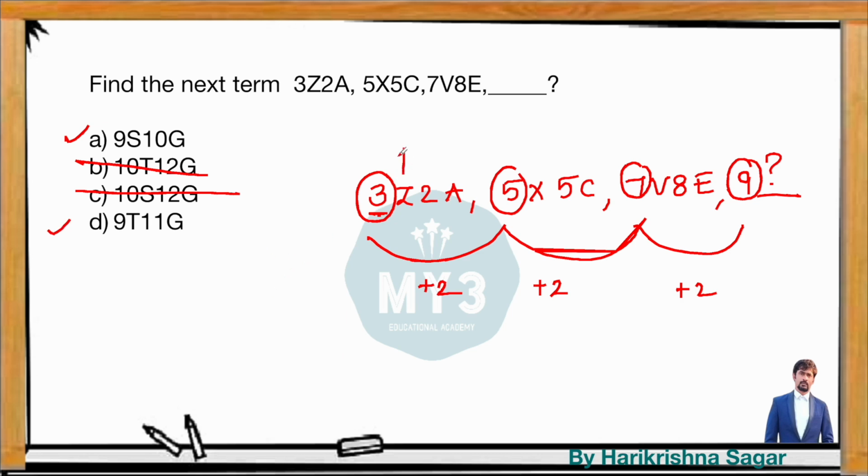Let's look at the alphabet. Z is 26 and X is 24 and V is 22. So 26, 24, 22. The next term will be 20. The 20th alphabet will be T. So the answer should start with 9T. Eliminate this, mark this. And if you want to find further values also you can find. But in the examination, marking the correct answer is important. So please focus on the elimination method when you are solving the questions in competitive exams.